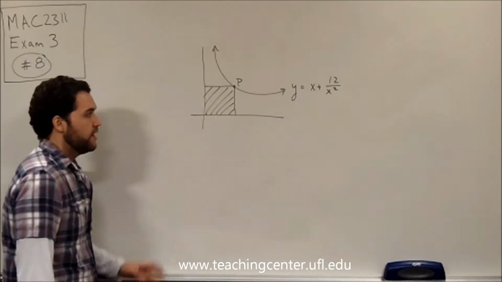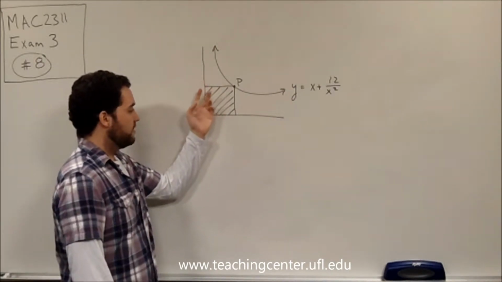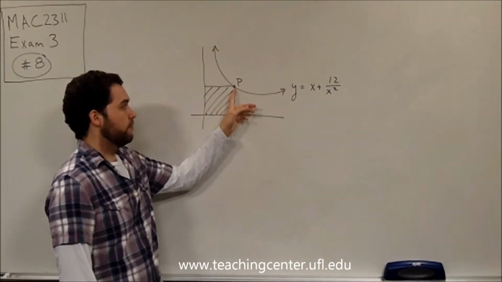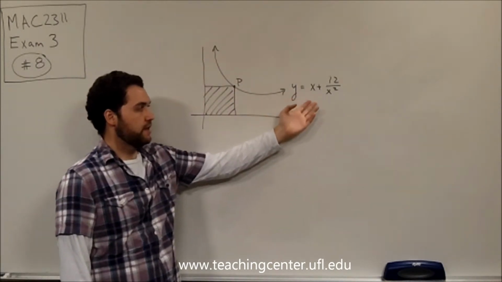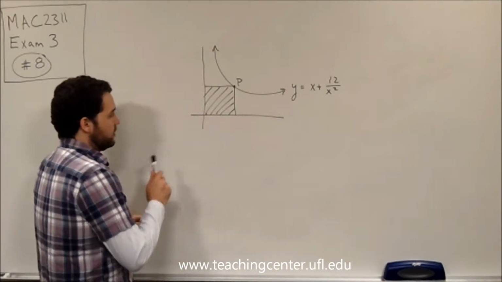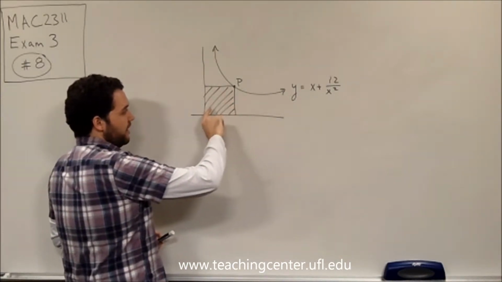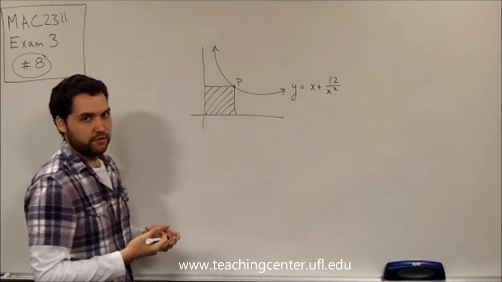So in this problem, they say that you have a rectangle that lies on the x-axis and y-axis and has one corner on the origin, and the other corner is on point P, which is on this curve here, which they give you: y equals x plus 12 over x squared. And then they want you to say what x value would minimize the area of this rectangle. So this is just an optimization question.